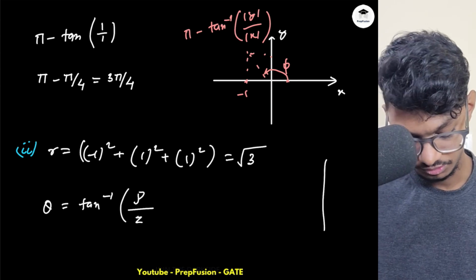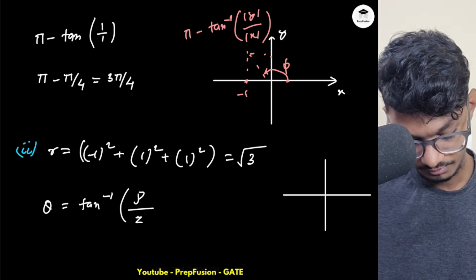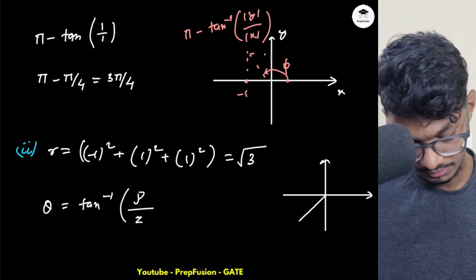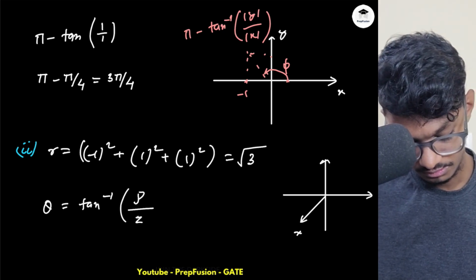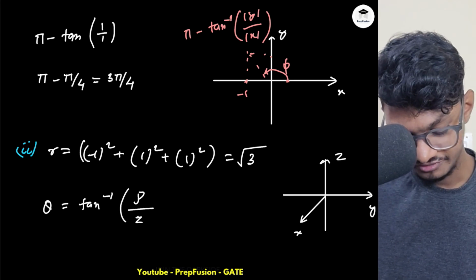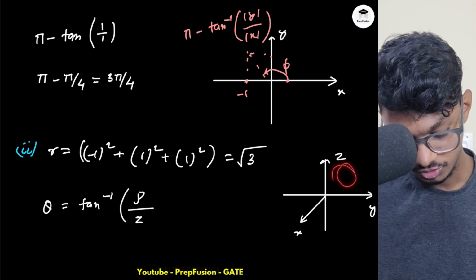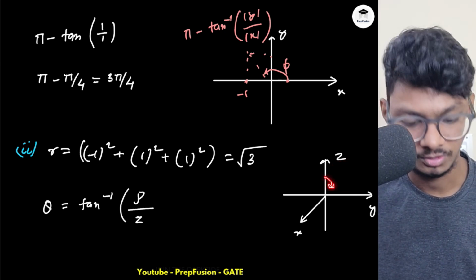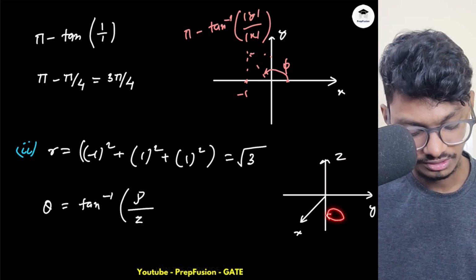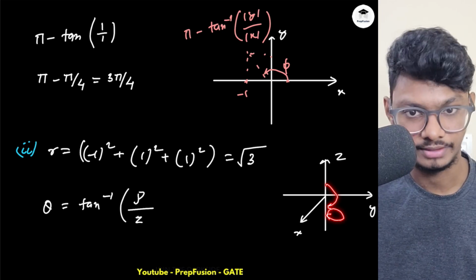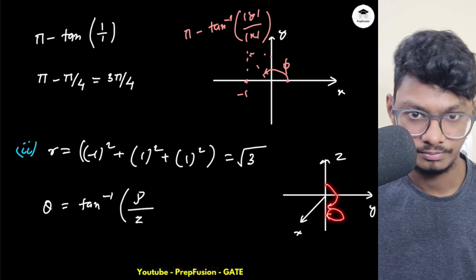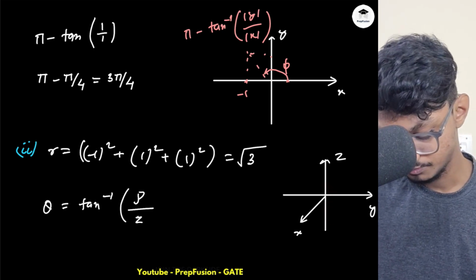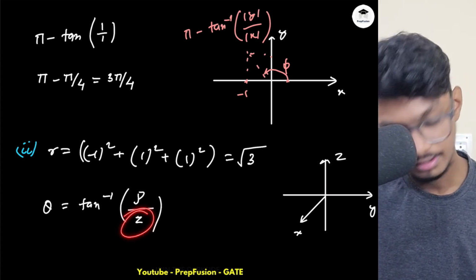Let's draw the coordinate systems. If z is positive, I am lying somewhere around here, so the angle with respect to the positive z axis will be between 0 to pi by 2. If z is negative, I am lying somewhere around here, so the angle will increase, from pi by 2 to pi. Okay, I hope you get the point. So all of it depends on the value of z.